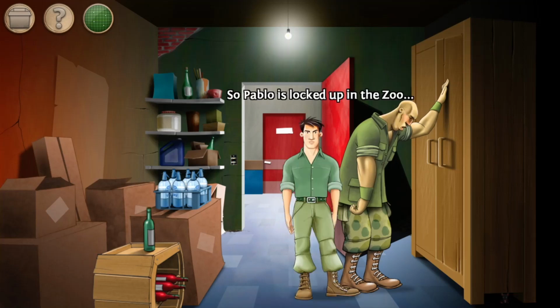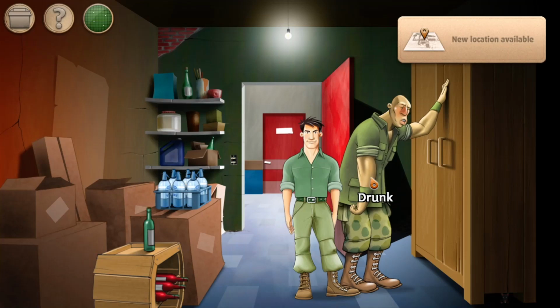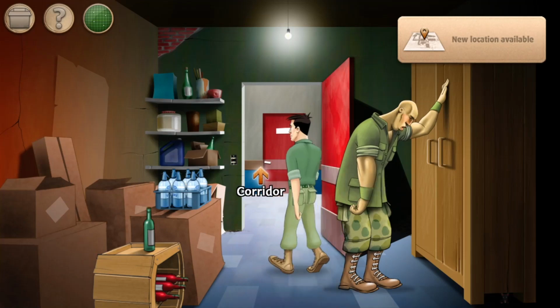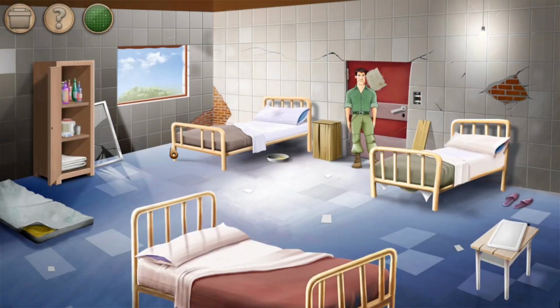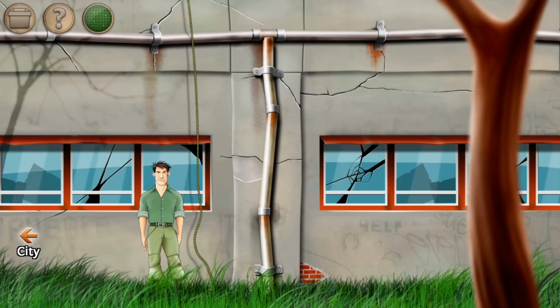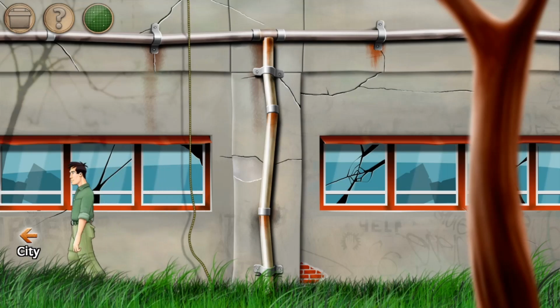So Pablo is locked up in the zoo. I gotta hurry. Poor Pablo. So we have the zoo location available. And time to leave the hospital.